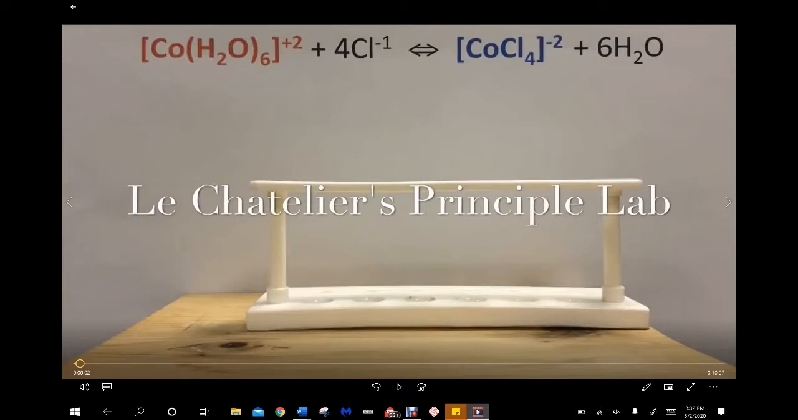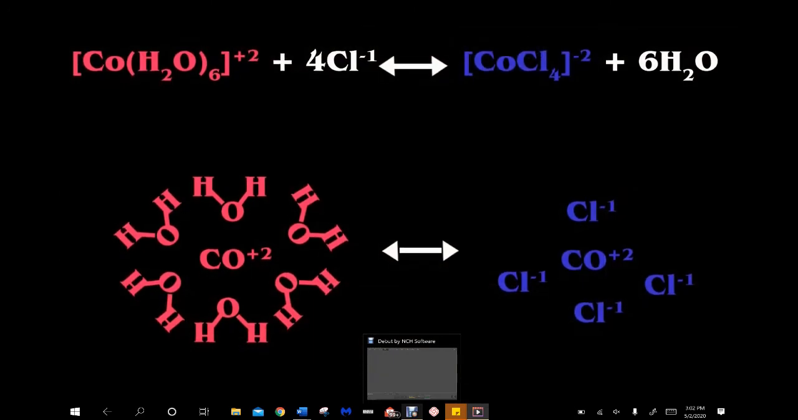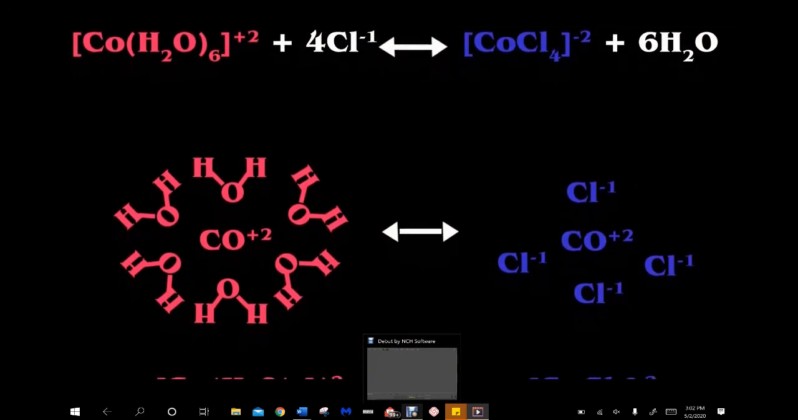All right, so welcome back. Here is the Le Chatelier's principle lab video, and I'll leave the link in the description if you want to watch the entire thing. What this reaction is, is actually a color changing reaction where the reactant side is going to be pink and the product side is going to be blue.